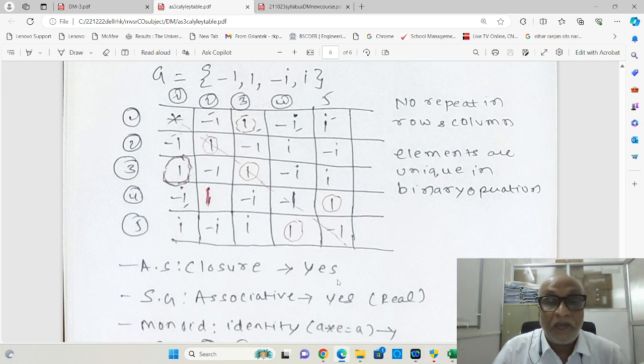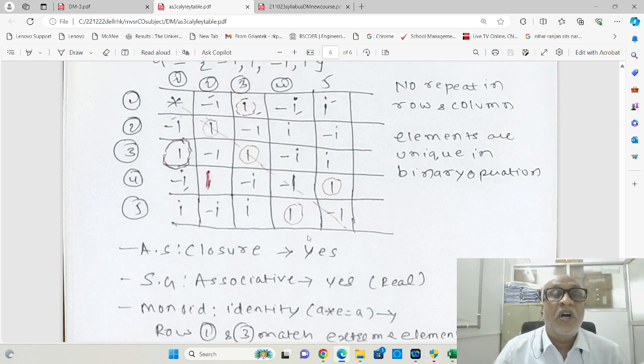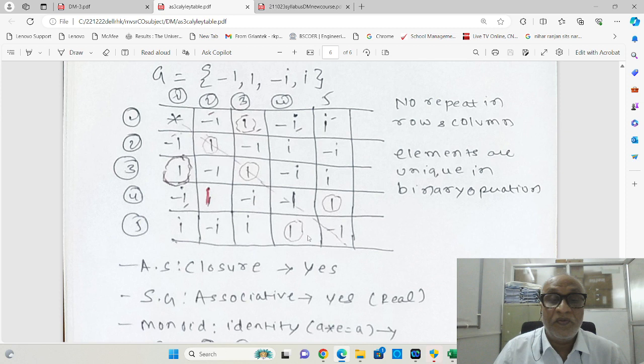Next, whether the associative property is held. Yes, the associative property is held. There is no way of checking it using the Cayley's table, but it is held because these are complex numbers, and for this operation it is held. Let us go for the third, whether identity is held. What is identity? A star E should be equal to A. The identity is held or not, we need to check.